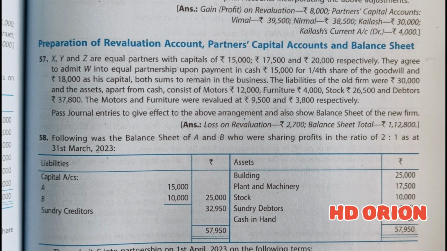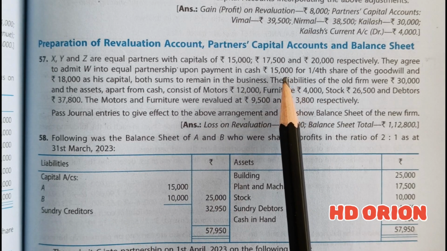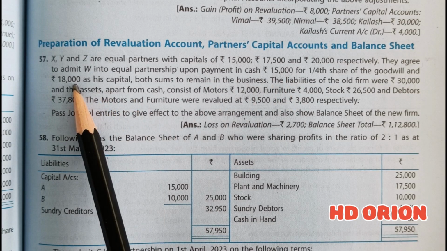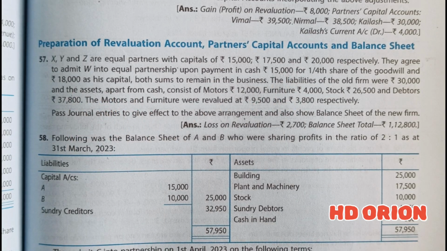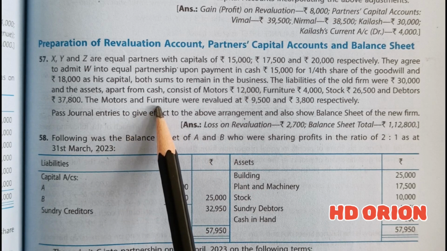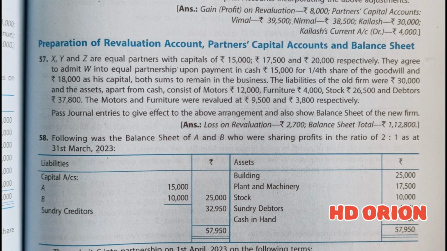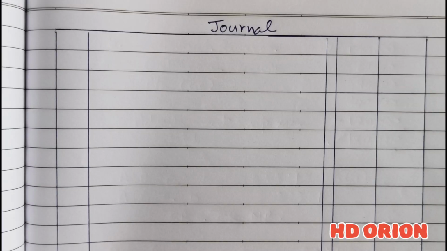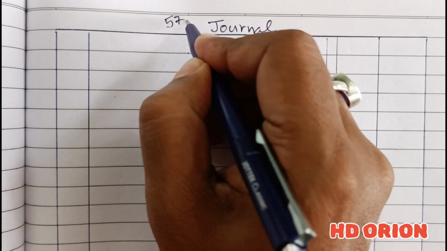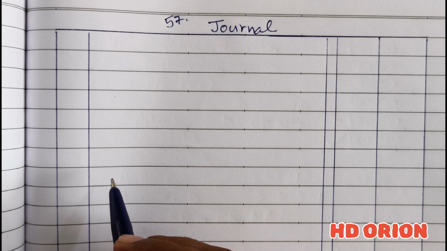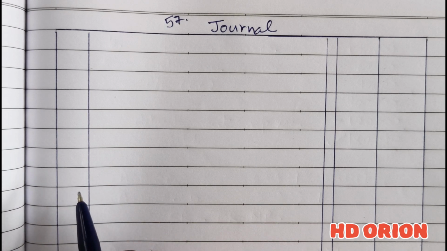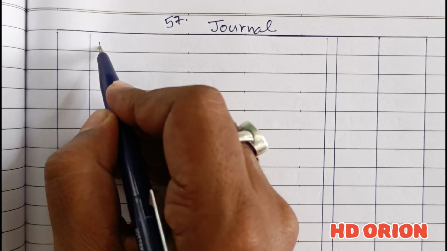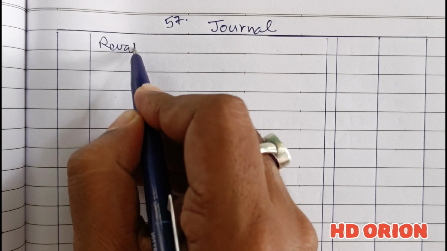Now in this question, the new partner W is bringing his portion of goodwill and capital, and motors and furniture are revalued. So let us see the solution. Solution 57. In this, motor and furniture are revalued and their value is decreasing. So revaluation account will be debited.